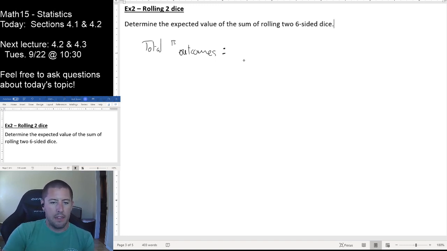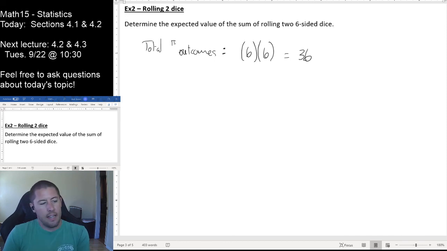So what I can think is that there are six possible outcomes for the first die, and the word and tells me multiplication. There are six possible outcomes associated with the second die. So what I'm seeing here is there's really 36 total possible different things that could happen when I roll two dice. And again, what I'm saying here is that a 1 on the first die and a 6 on the second die does give me a total of 7. I'm thinking of that differently than if I got a 6 on the first and a 1 on the second. Those are opposite of each other. I'm thinking of the green die being a 1 and the red die being a 6 versus the green die being a 6 and the red die being a 1.